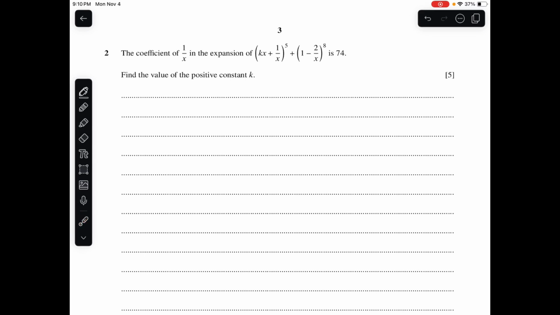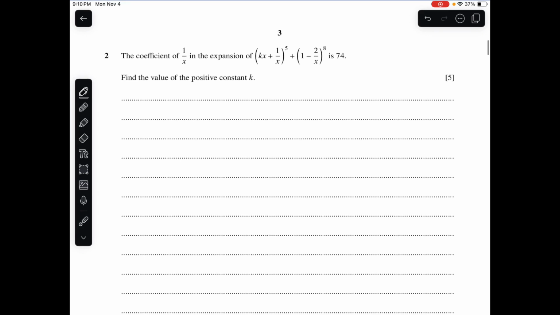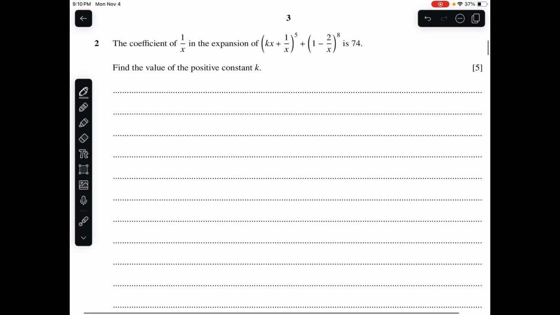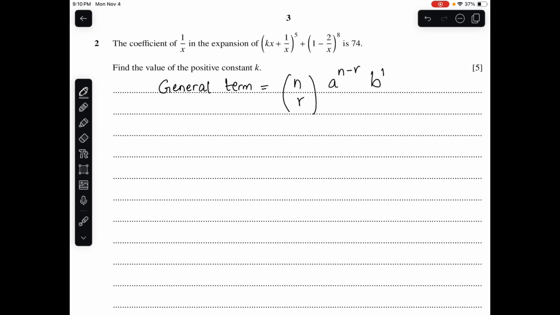So, if you remember, the general term in a binomial expansion is given as nCr a to the power of n minus r b to the power of r. If you're struggling to remember this, please go into the playlist and look for binomial expansion playlist and watch the video on finding coefficient of general term in the playlist.